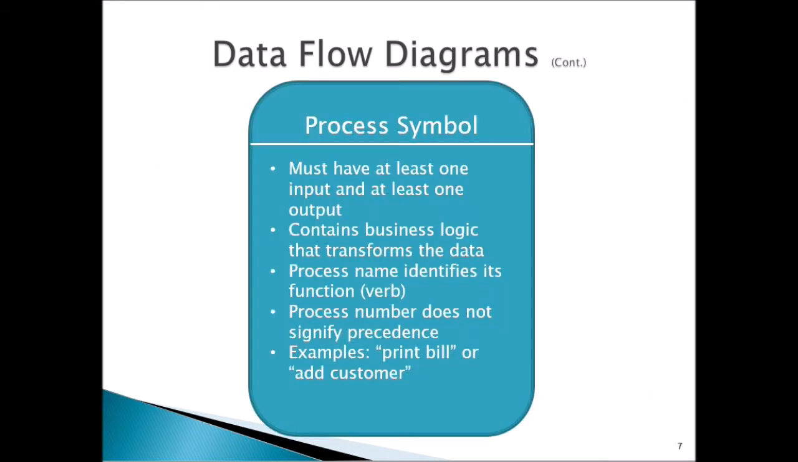Process symbols must have at least one input and at least one output. So that's an arrow in and an arrow out. They contain business logic that transforms the data. The process name identifies the function. It's usually a verb. Process numbers do not signify precedence. As we've explained, it's just a numbering system, a sequential number in a lot of cases. There are examples such as print bill or add customer. You'll see the words print and add are the verbs here.